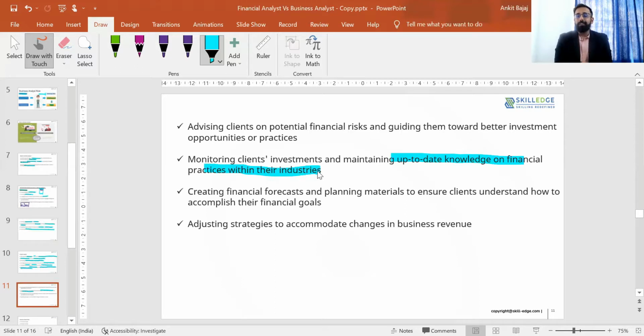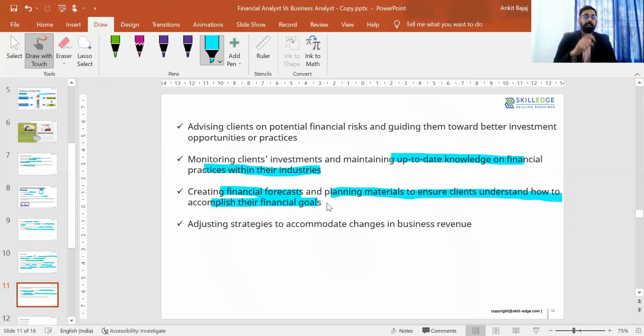Otherwise, the lawmakers will be charging a penalty, or the government will be charging a high penalty from the company. So they suggest what amendment took place in specific laws, and they suggest the company should follow this particular law, right? Then creating financial forecasts and planning material to ensure clients understand how to accomplish their financial goals.